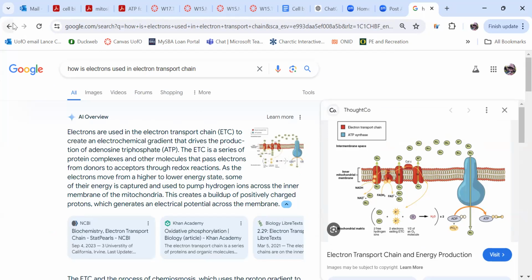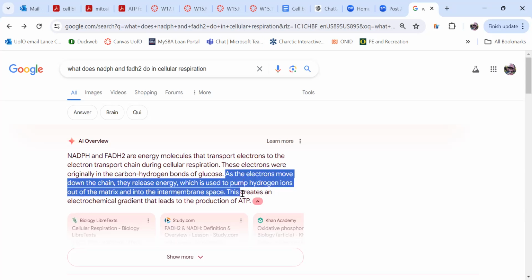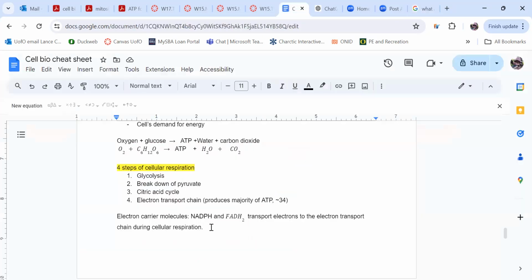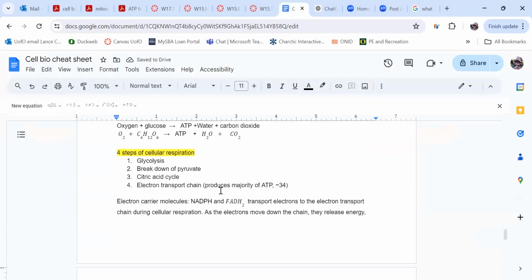Yeah. All right. Now, what did it say about these two molecules? As electrons move down the chain, they release energy, which is used to pump hydrogen ions out of the matrix and into the intermembrane space. This creates an electrochemical gradient that leads to the production of ATP. I'm going to write that down too in my cheat sheet. I'm going to copy that down, right? It just seems important, because it's on the study guide, right?